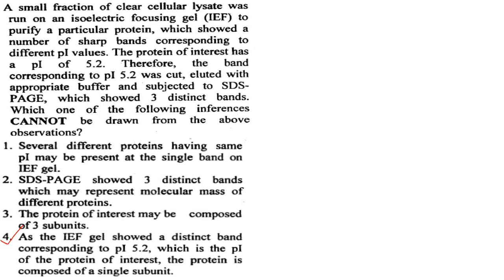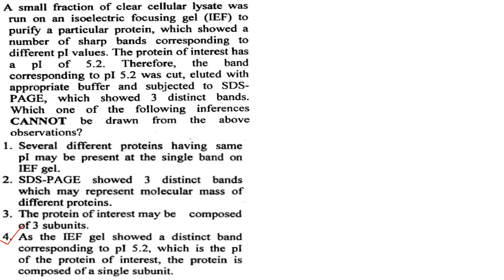The protein of interest may be composed of 3 subunits. That is also correct. This particular protein at this particular pI is composed of 3 different subunits. That is why you got 3 distinct bands on an SDS-PAGE. So that option is also correct.